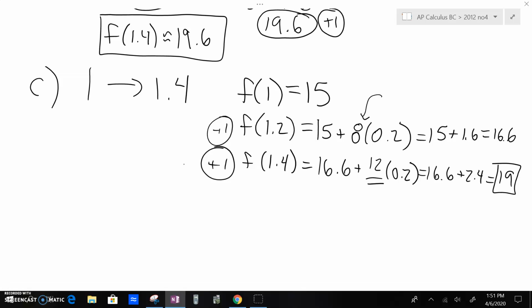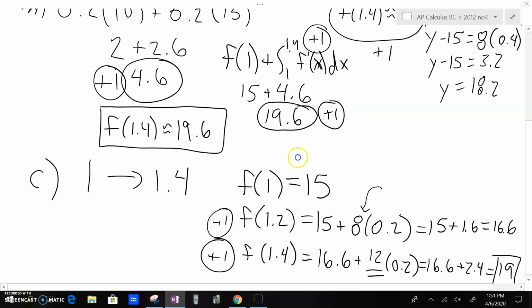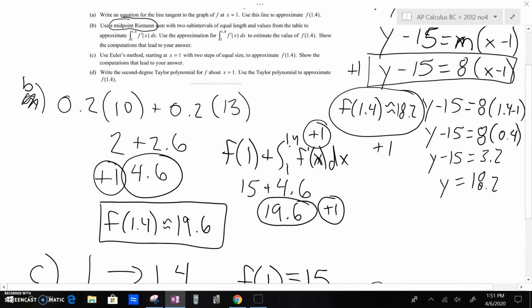So you're taking 2 steps using Euler, each step being 0.2, and you can see we're getting these estimates. This one's a 19, the previous estimate was 19.6, and the first estimate we generated was 18.2. 3 different ways to estimate the function's value.